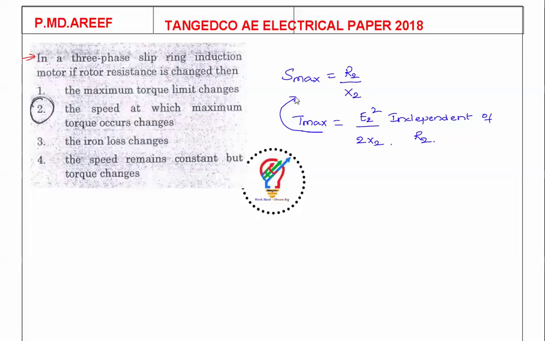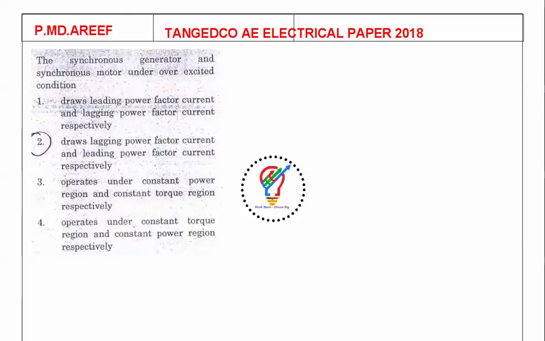Okay, understand? Hope you understand this. Okay, so the speed at which maximum torque occurs changes, that is important here. Okay, so the answer is 2. Next question.